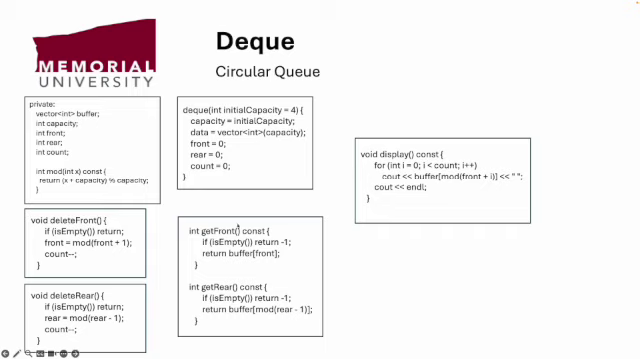Okay. Get front, we just return the buffer or vector at the front index. Get back will return the element at the back index. Okay. Display, we just loop over to display each of the elements inside the circular queue.